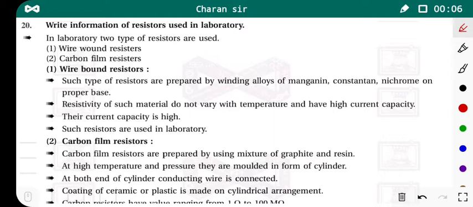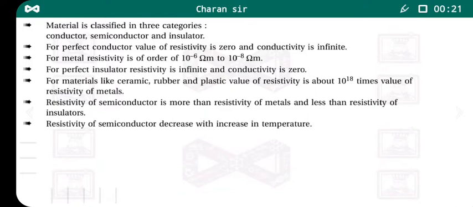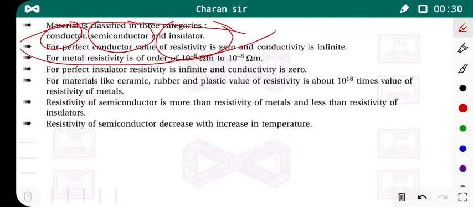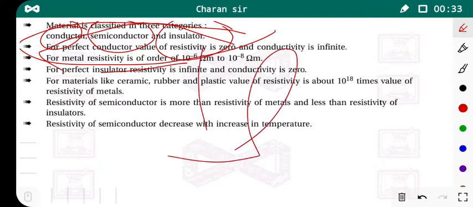Hello everyone. In the previous video we discussed some materials. They can be classified on the basis of their resistivity. So there are three classes of materials. First one is conductors, second is semiconductors, and third is insulators. So materials can be classified into three categories on the basis of their resistivity. These topics we discussed in the previous video.